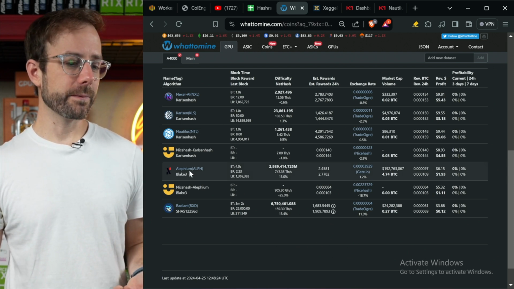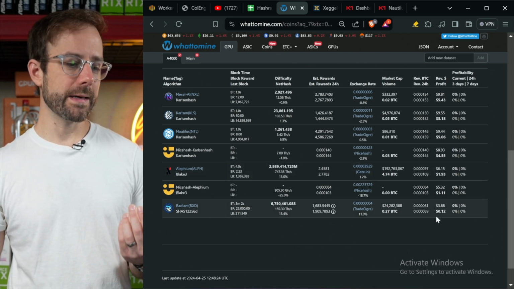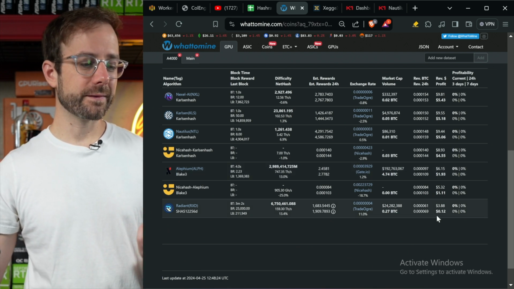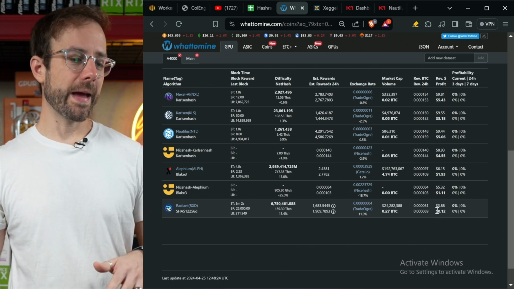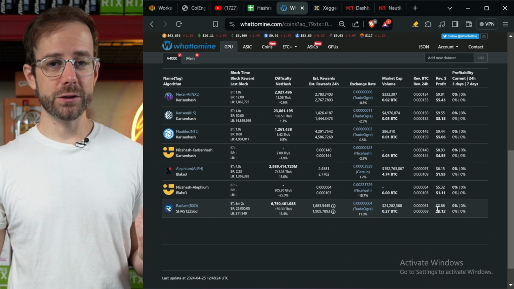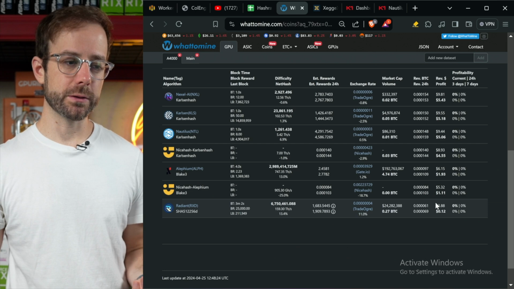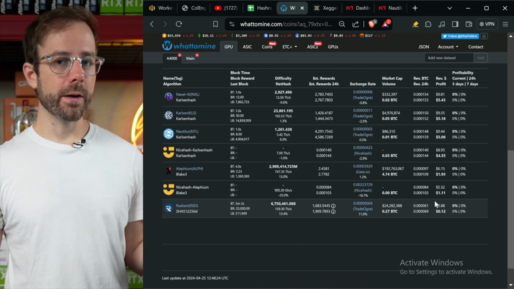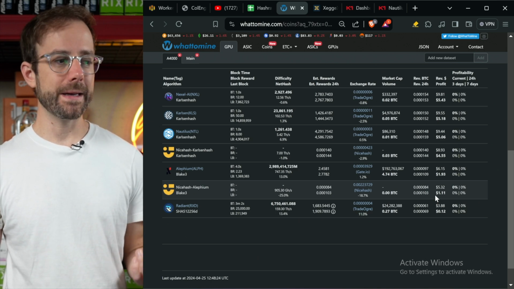And you can see Alephium certainly coming down, much less profitable than it was before. And then Radiant only making 12 cents because of the reduction of the block reward with the halving. So things have certainly changed. When I made that other video, we were looking at $15, $20 per day in profit. But because of everything that I just covered, that profitability has certainly come way, way, way down.